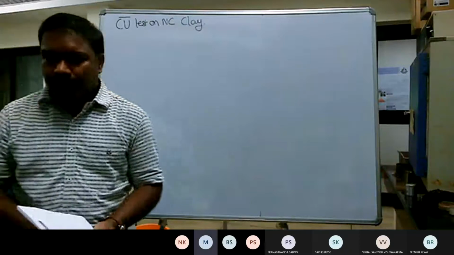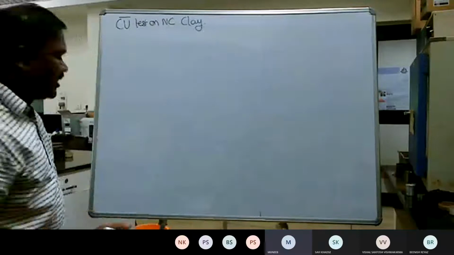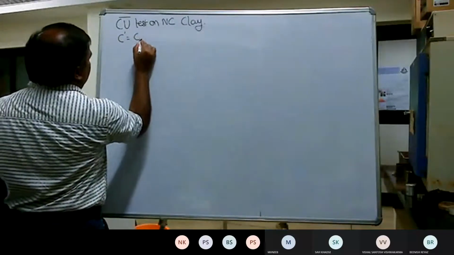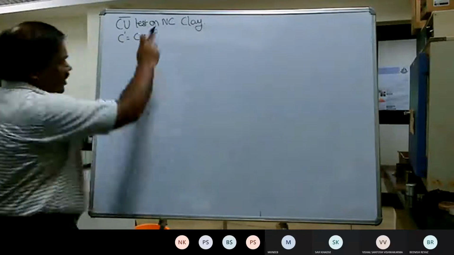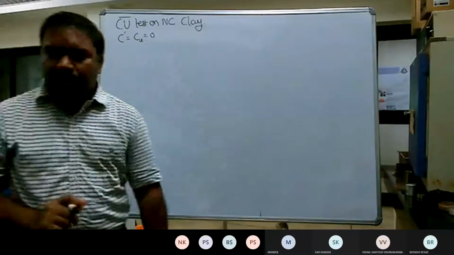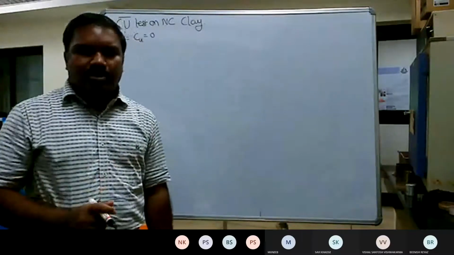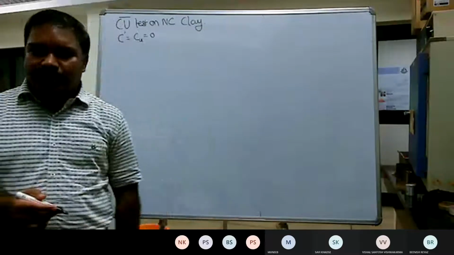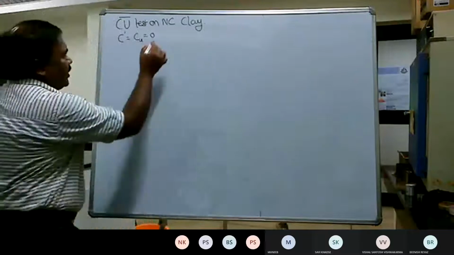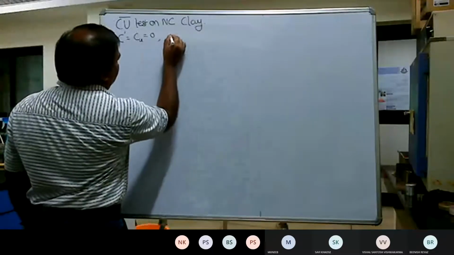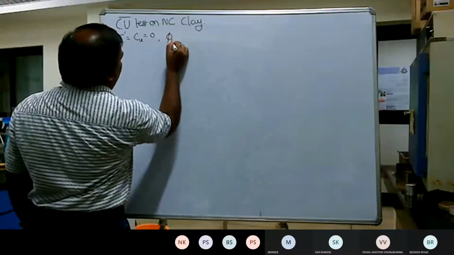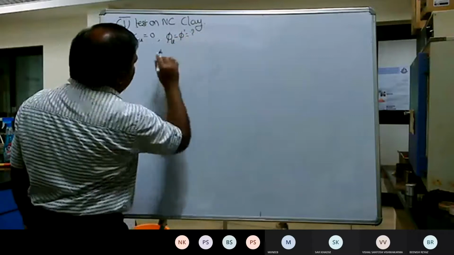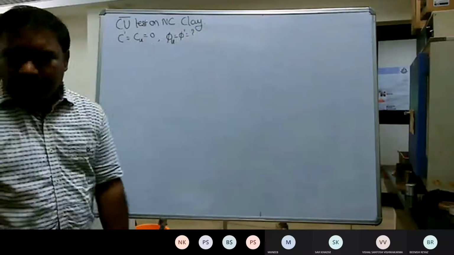Both the failure planes pass through the origin. So that means C dash is equal to Cu is equal to zero, because this is normally consolidated clay and you are consolidating the soil sample and doing a consolidated undrained test with pore pressure measurement. That means the shear strength parameters remaining are phi u and phi dash. These are the two shear strength values that you are asked to determine.